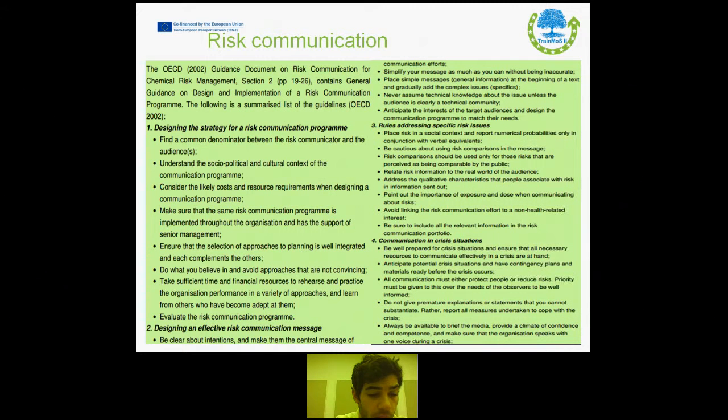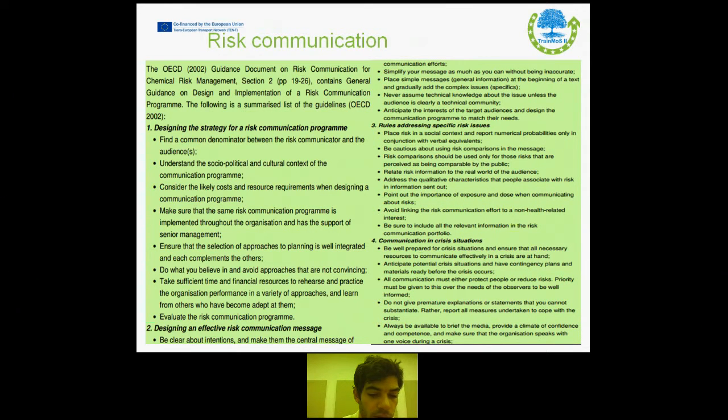the others. Do what you believe in and avoid approaches that are not convincing. Take sufficient time and financial resources to rehearse and practice the organization's performance in a variety of approaches and learn from others who have become adept at them, while finally evaluating the risk communication program. The second stage includes the designing of an effective risk communication message.